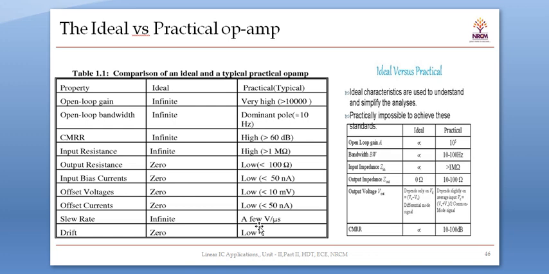The drift is 0 ideally, and the drift is low practically here. In similar fashion, the CMRR is covered. So the output voltage ideally depends on VD, and practically it depends not only on the difference voltage but also on the common mode voltage. So these are a few characteristics of the ideal and practical op amp. We are going to compare the ideal and practical op amp. So these are the values.